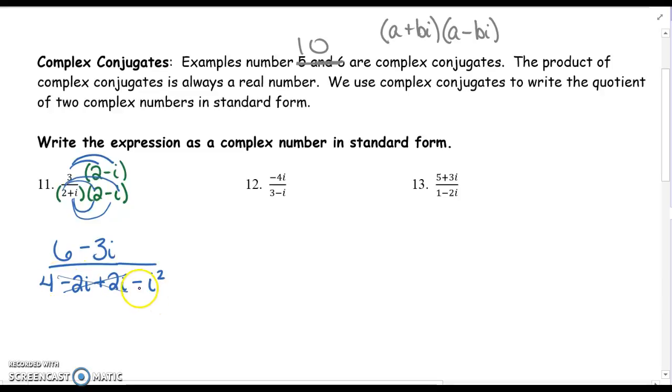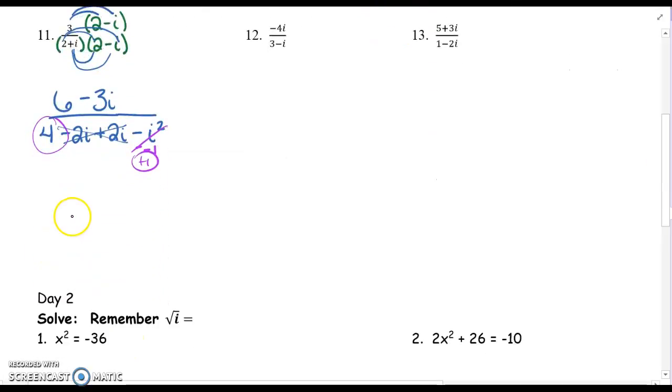Now, minus i squared. Remember, i squared equals negative 1. So this is minus a negative 1. What is minus a negative 1? Plus. So on the bottom here, we have 4, and we have plus 1, which would be 5. So our final answer is 6 minus 3i over 5.